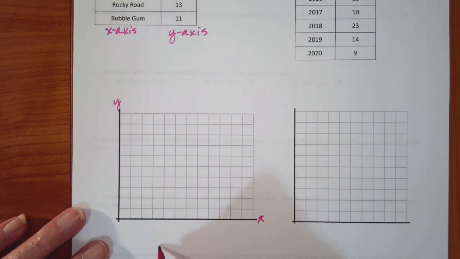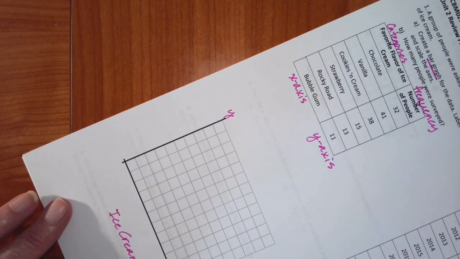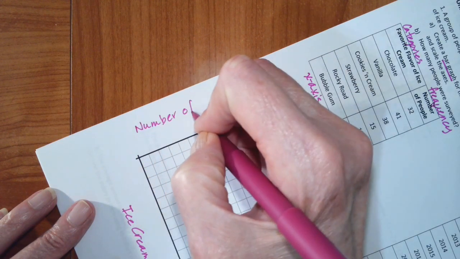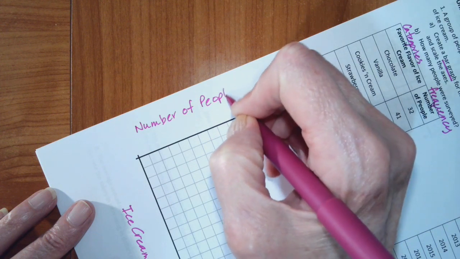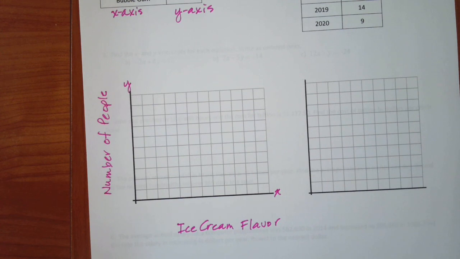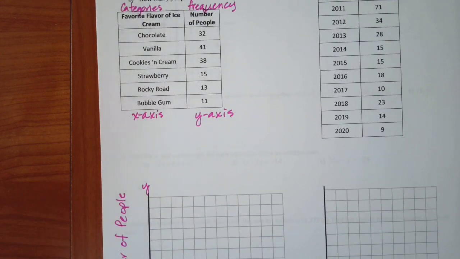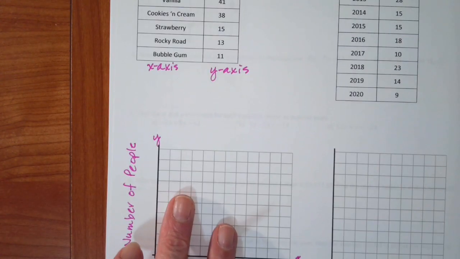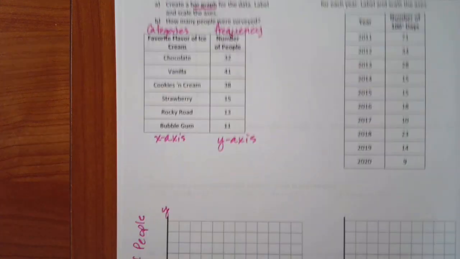So these are going to be your ice cream flavor, and this will be the number of people. Okay. Now in a bar graph, the bars are going to be the same width, and there's going to be a space in between them. So, traditionally what we do is we start with the one with the highest, but before we do that we need to figure out how we're going to scale this frequency.